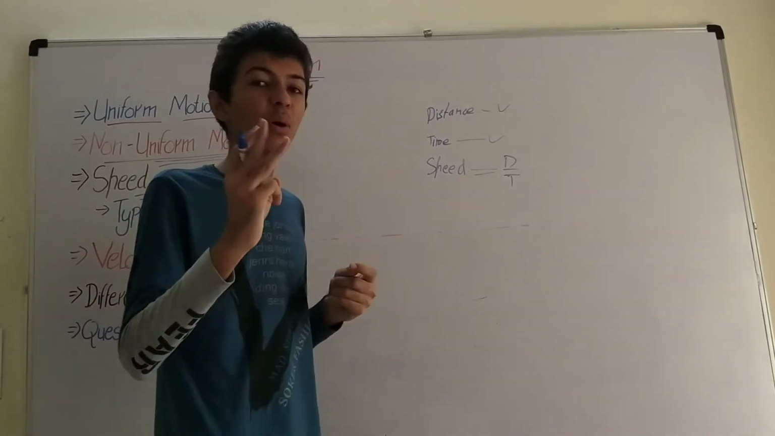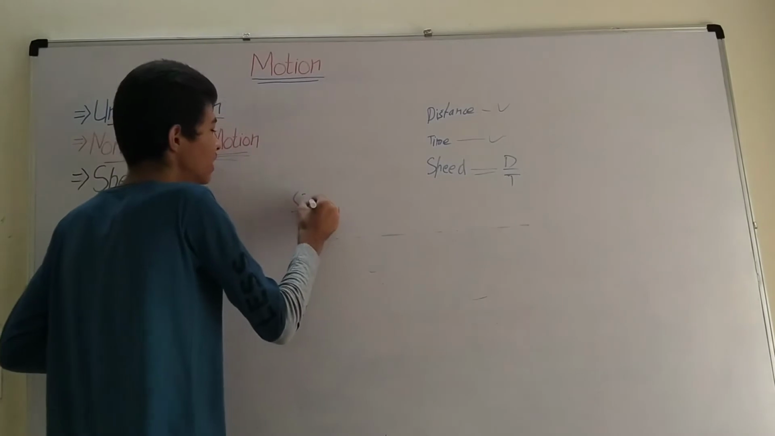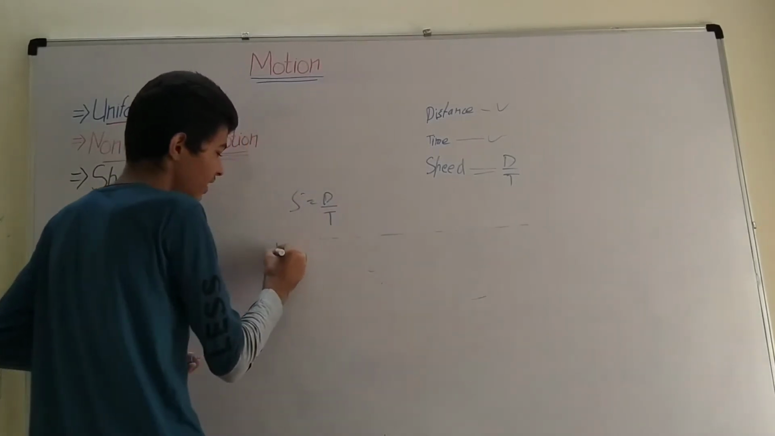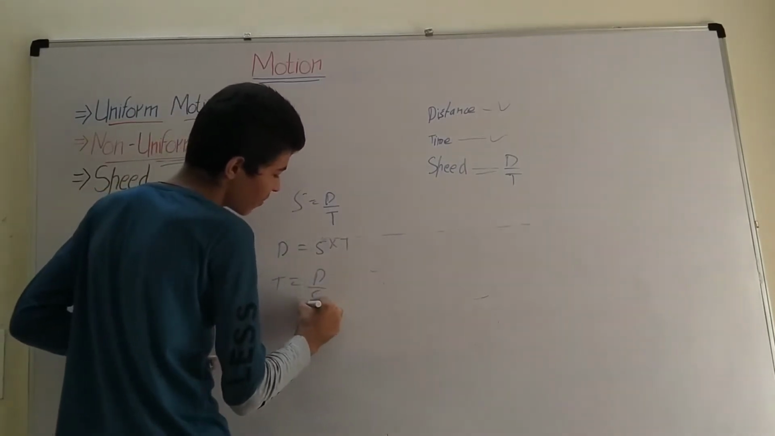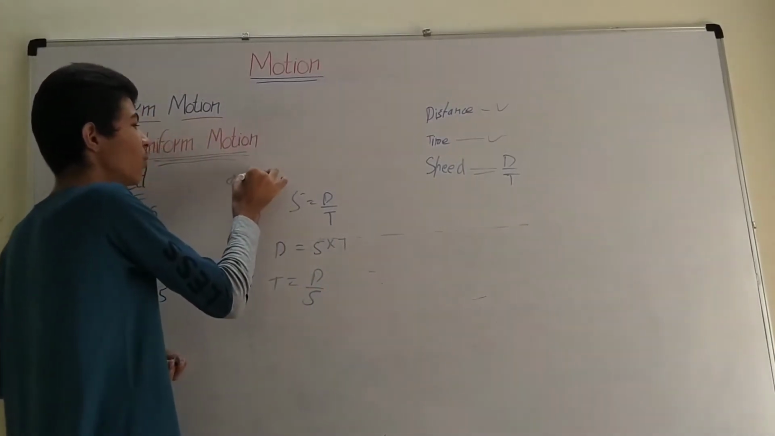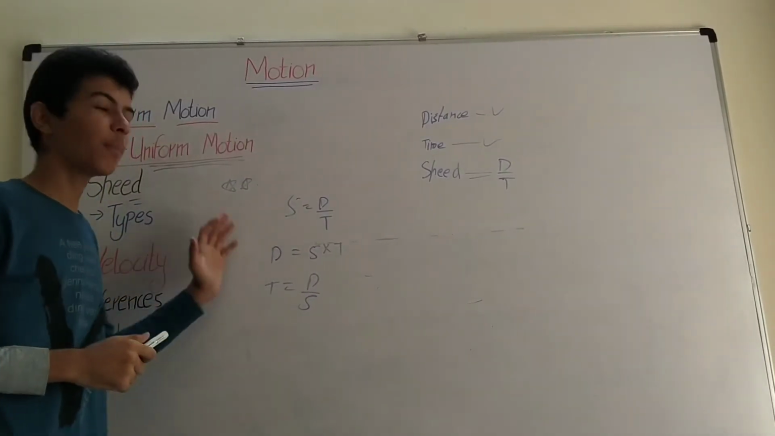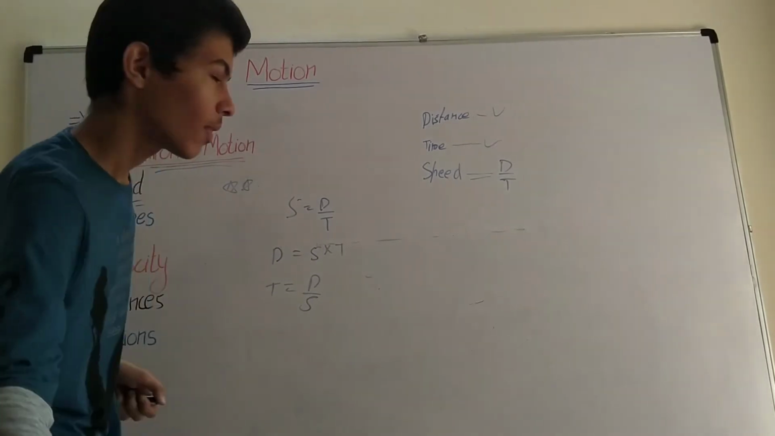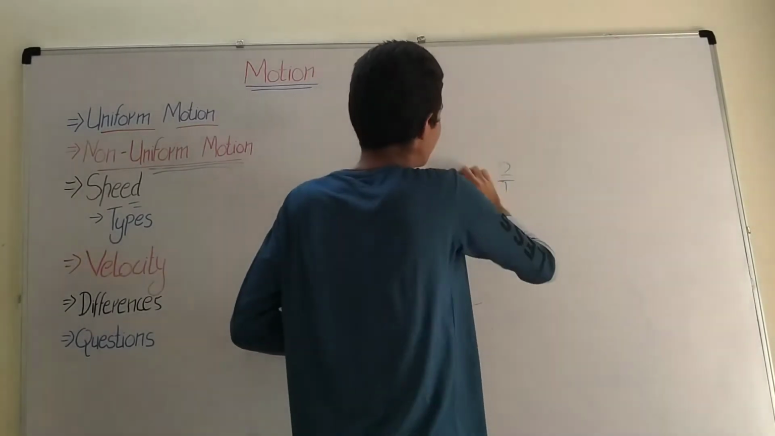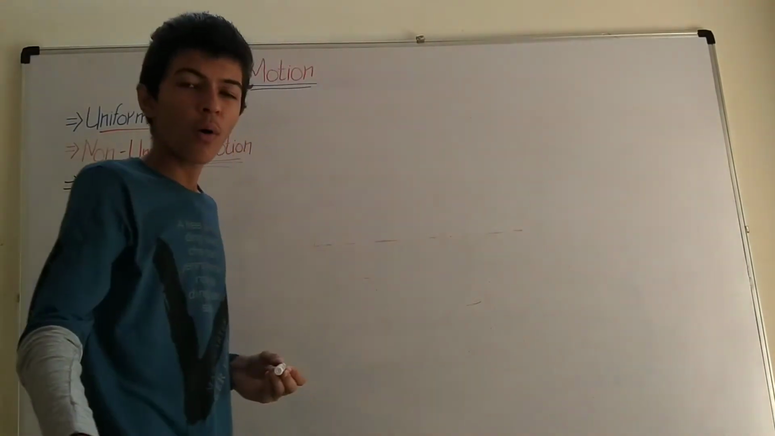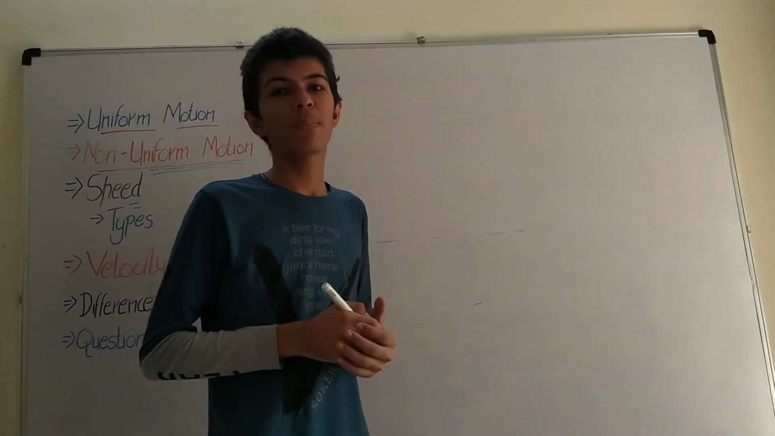Now we have learned three important formulas in the previous grade: speed is equal to distance divided by time, distance is equal to speed multiplied by time, and time is equal to distance divided by speed. These are important formulas because they will come up in your higher grades, and most of the concepts are based upon these formulas. So now let's learn about speed in detail. Speed is the change in distance per unit time.